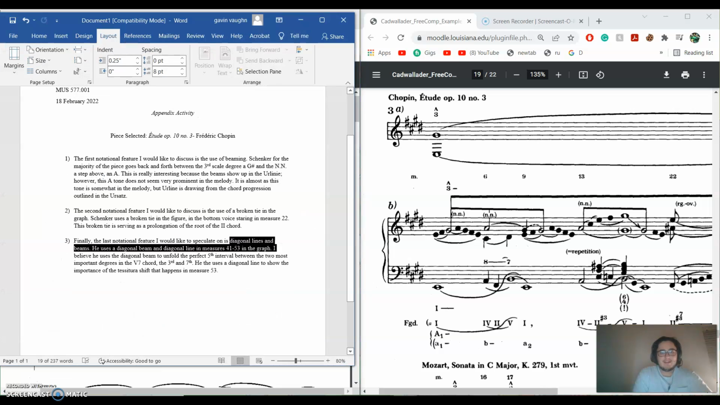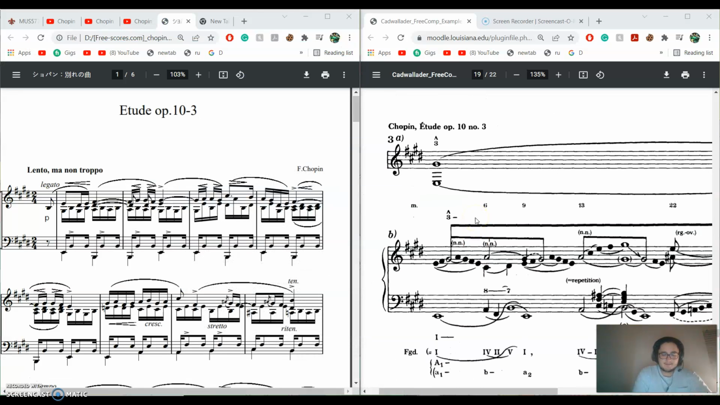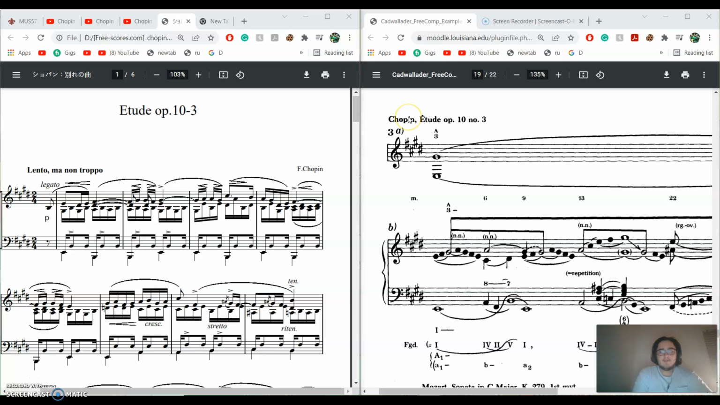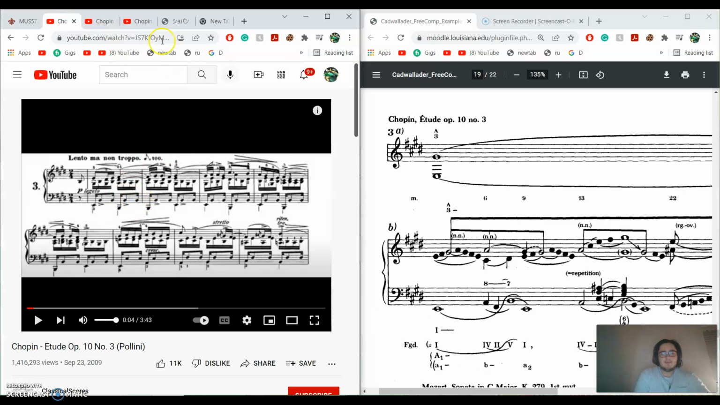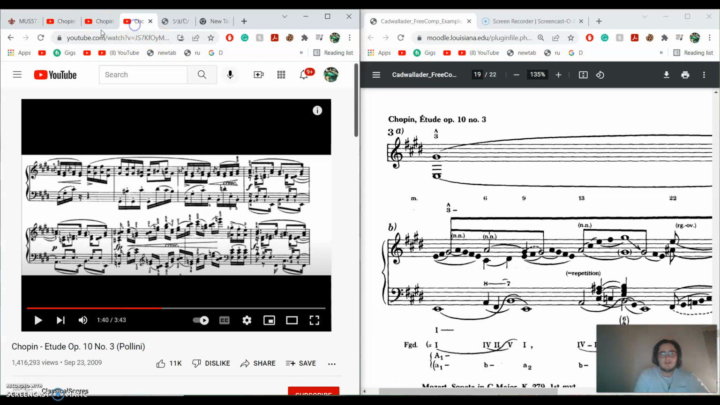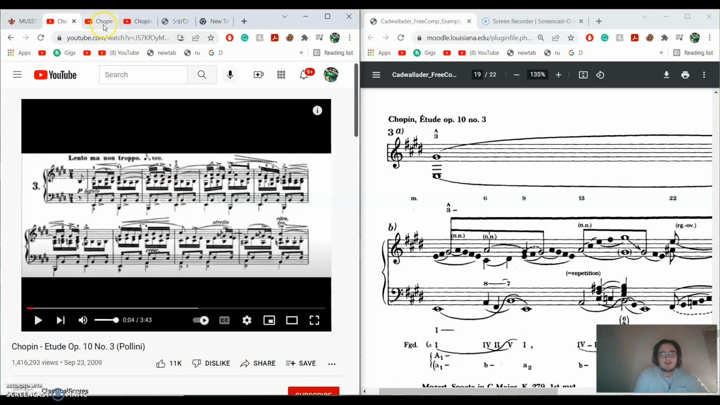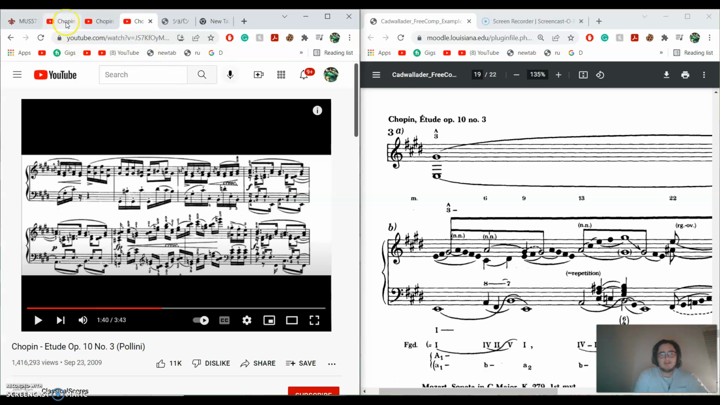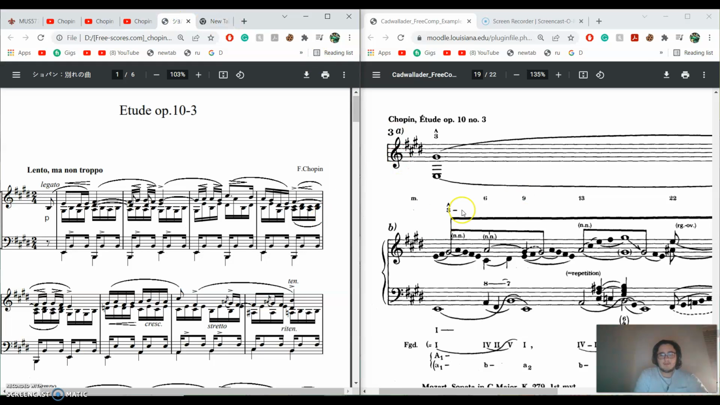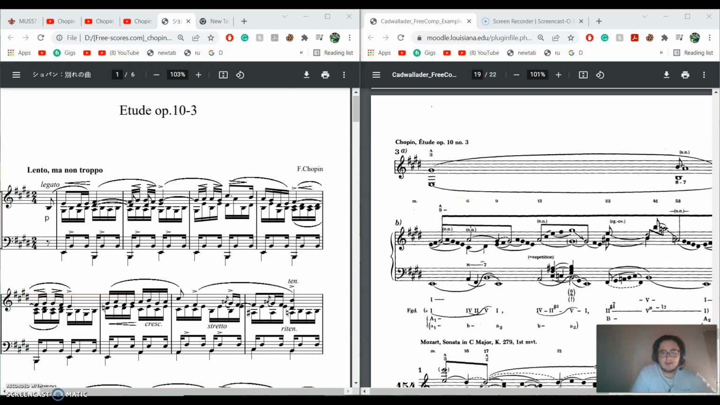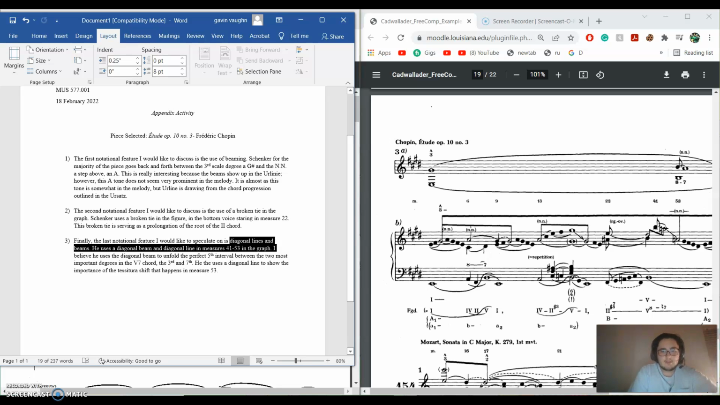This is the appendix activity. For my piece, I did the Chopin choice, Etude, Opus 10, number 3. My screen recorder will not let me play computer audio, so I'll show the timestamps of the 3 features that I chose to highlight, but I do have the score in the figure right here. And so, let's just jump right into it.